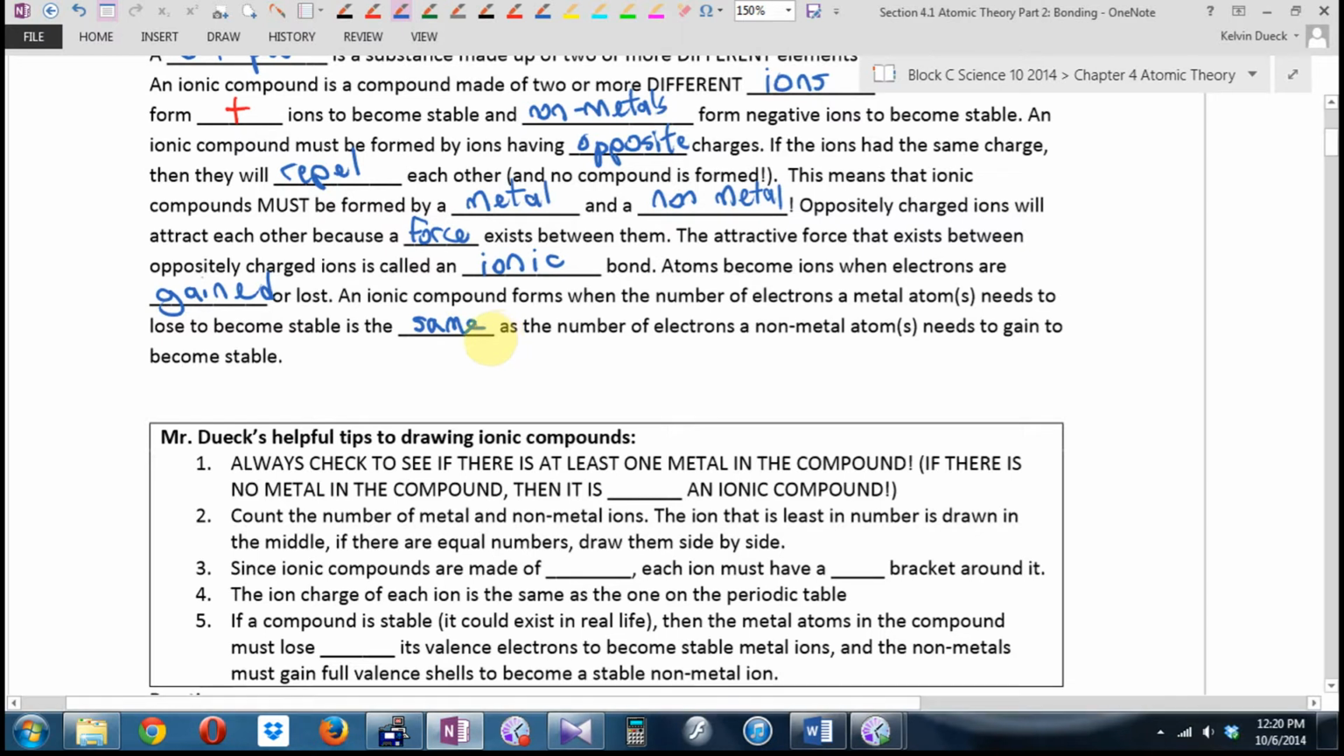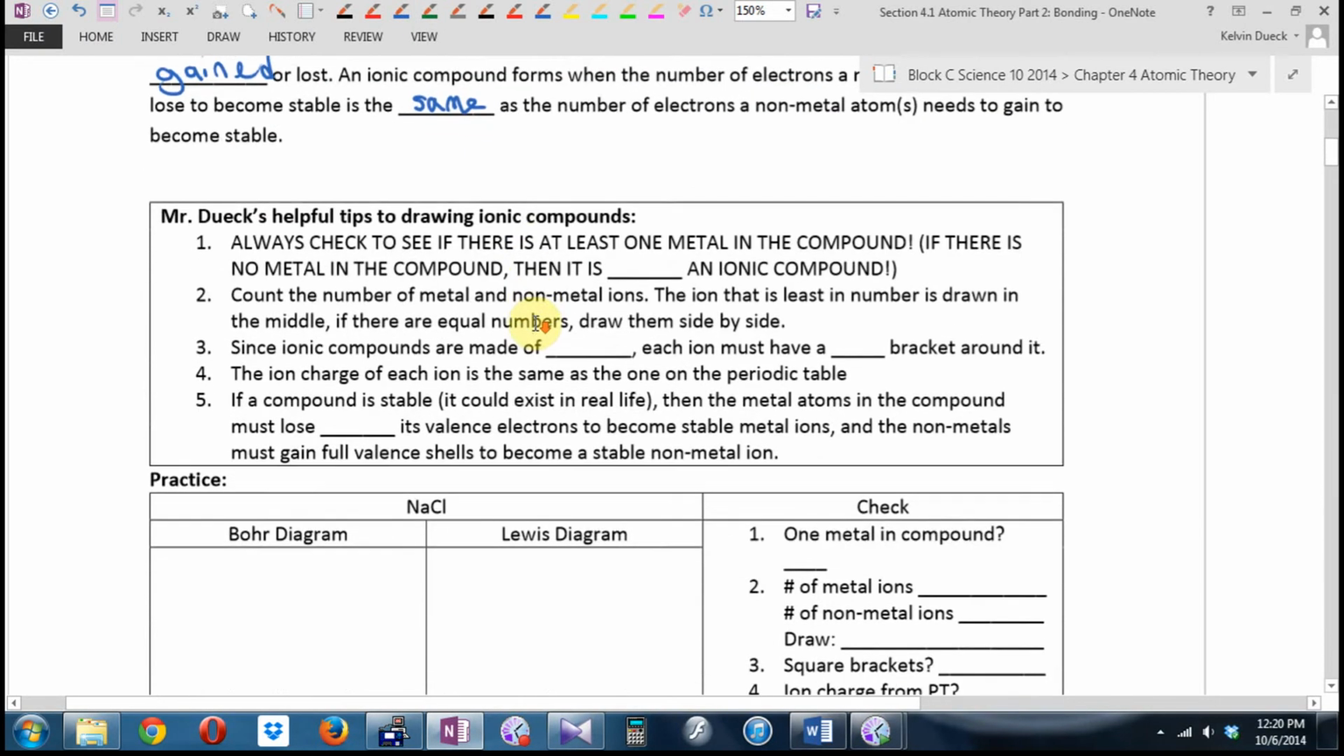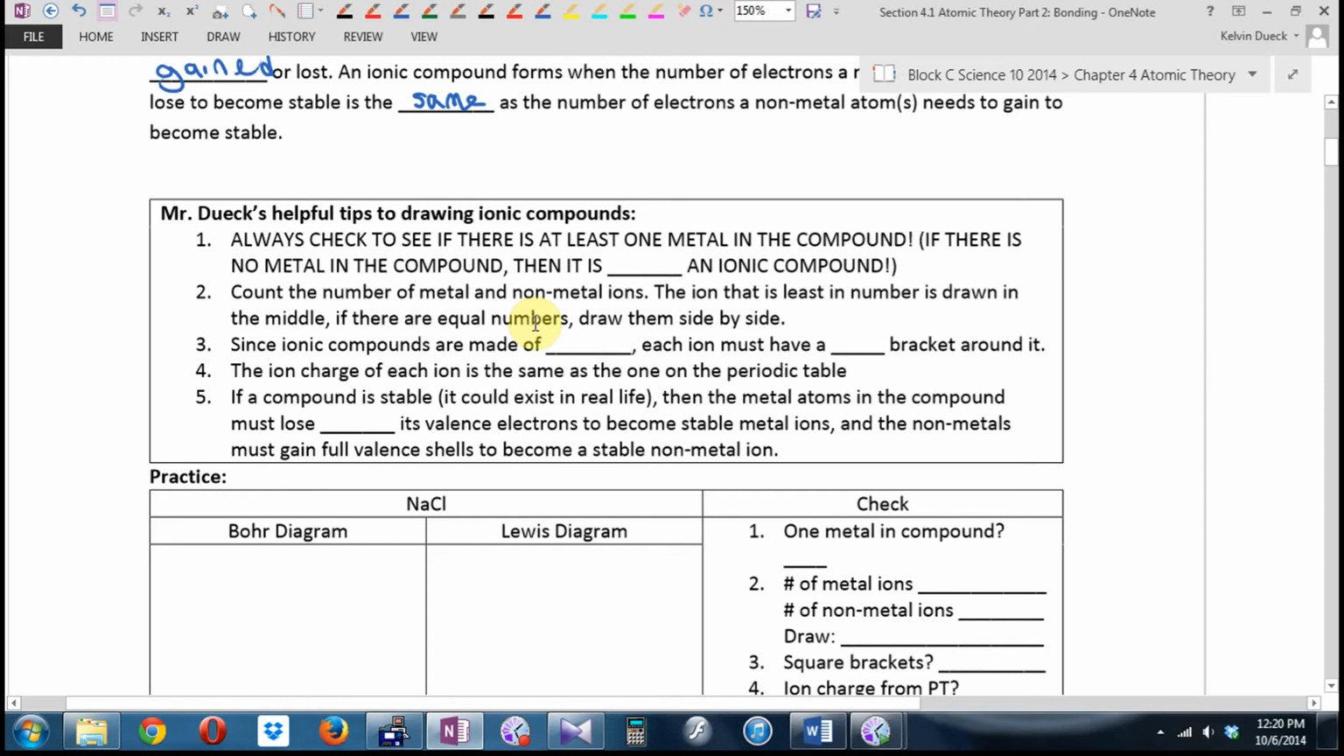Here are Mr. Dueck's helpful hints for drawing ionic compounds. I put it in a box. When you're studying, this might be one of the boxes that you want to make sure you have wrapped around your brain. First of all, you always check, I put this in all caps, which should mean I'm shouting, you always check to see if there is at least one metal in the compound. If there's no metal in the compound, it's not ionic. What is it? Probably covalent, coming down the pipe later.